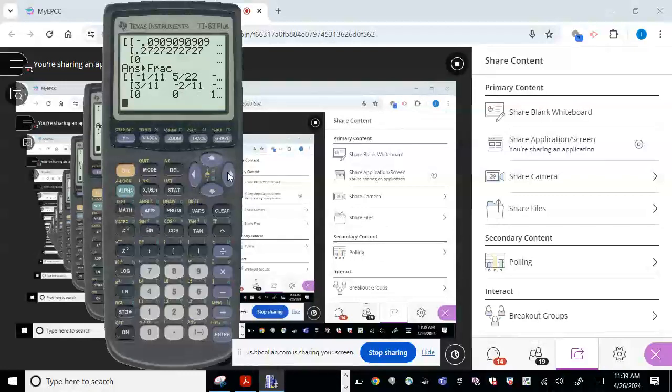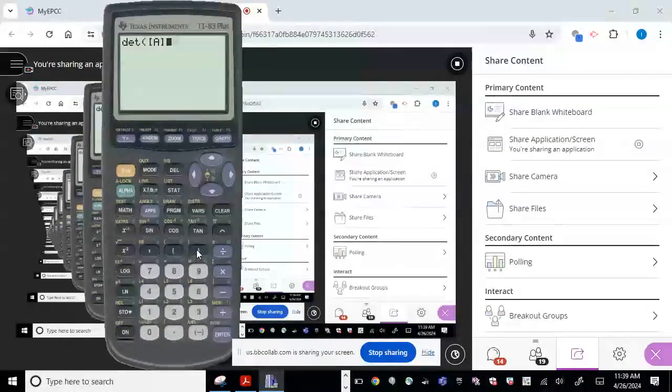Notice that you can't really see this, but you can just scroll and it'll let you see the rest of the matrix. Now, what about the determinant? The determinant, you would click on math, and it's going to be that first one. So you press enter, and then you go get the matrix, press enter, and enter. And then it would give you your answer, negative 22.